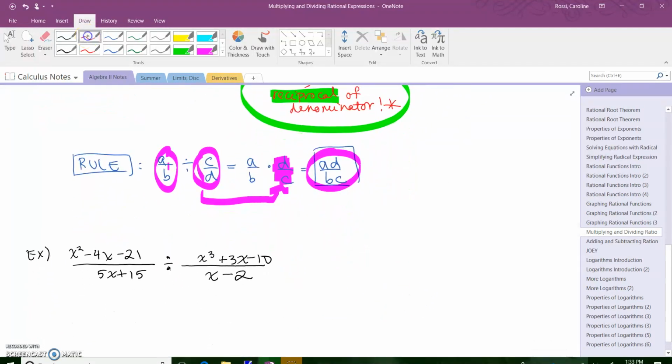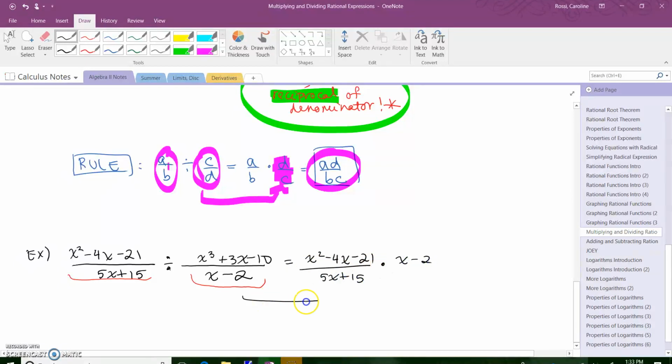I have two rational functions. I have this one divided by this one. Now, do not start factoring until you flip the one that would be in the denominator. So all you have to do is just turn it into a multiplication problem. I'm doing the reciprocal of the second one, and then it's the exact same thing that I was doing in the first half of the video. So I'm going to factor the first, and x minus 2 is just going to stay the same here.